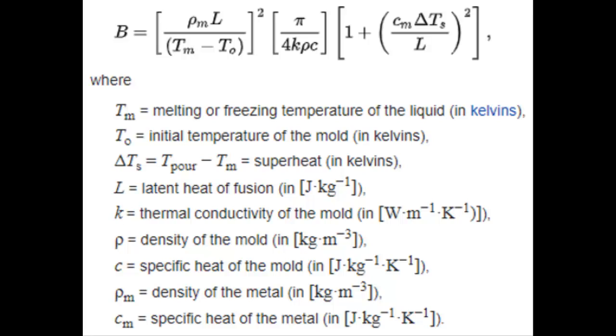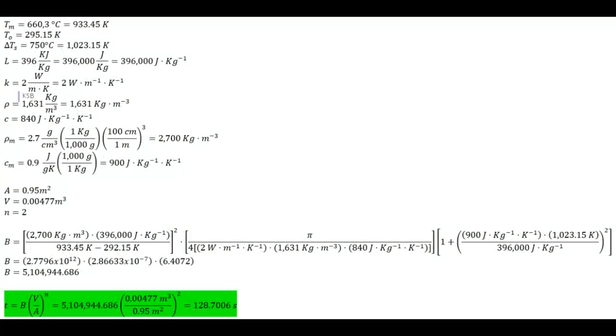And then this is the formula for the mold constant, which depends on all this data: the melting or freezing temperature of the liquid in kelvins, initial temperature of the mold in kelvins, the superheat in kelvins, latent heat of fusion, the thermal conductivity of the mold, density of the mold, specific heat of the mold, density of the metal, and specific heat of the metal. I tried to look for all this data and I found all these values. These are approximate values because the casted part is not pure aluminum, it's an aluminum alloy, and the mold is made of sand, but it's made of zircon sand, mixed with hardener and glue, not just regular sand.